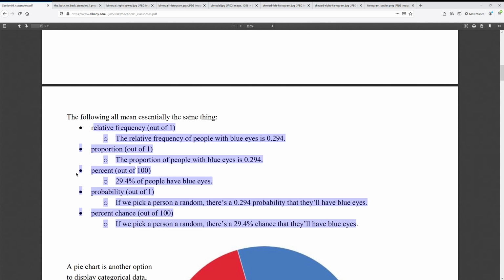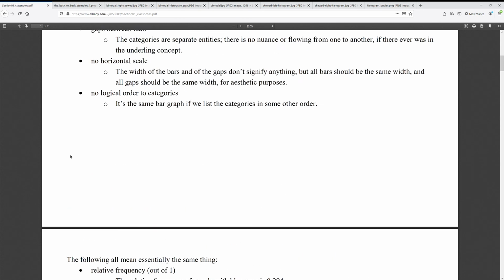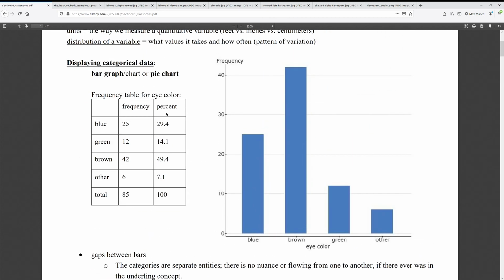Now bear in mind, you always want to tell people what you're talking about, right? So you better make it very clear. There's a big difference between a 29.4% chance and a 0.294% chance, right? So you want to be very careful what you're talking about. 29 out of 100, 3 out of 10. That's what we're talking about when we're talking about blue eyes.